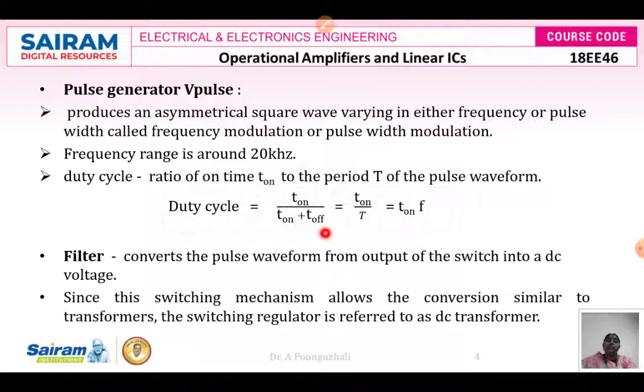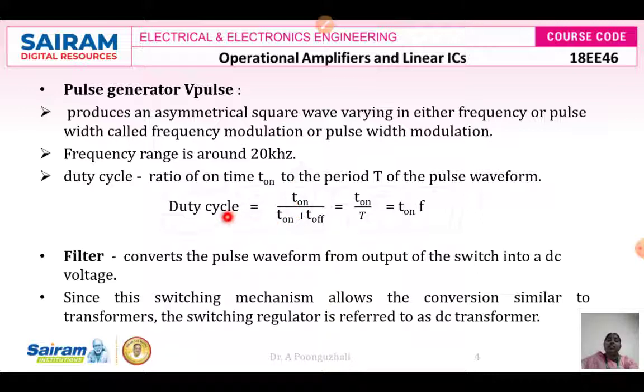If the asymmetrical square wave is going to vary with respect to frequency, then we call it frequency modulation. If the pulse width is going to vary with respect to time, that is T on and T off, then in that case we call it pulse width modulation. So here the frequency range we are going to use for a pulse generator is going to be 20 kilohertz. Now we are going to define a term called duty cycle.